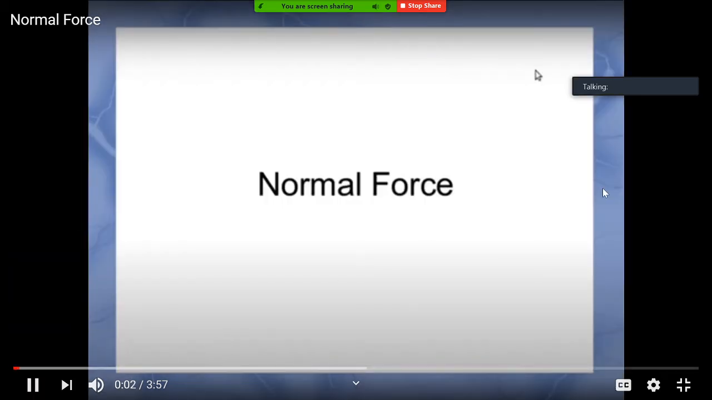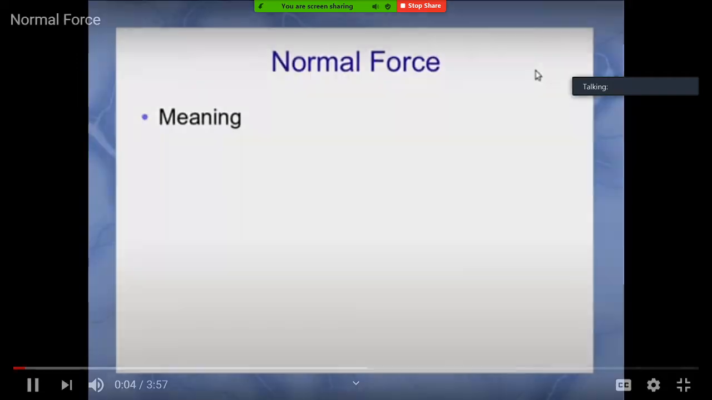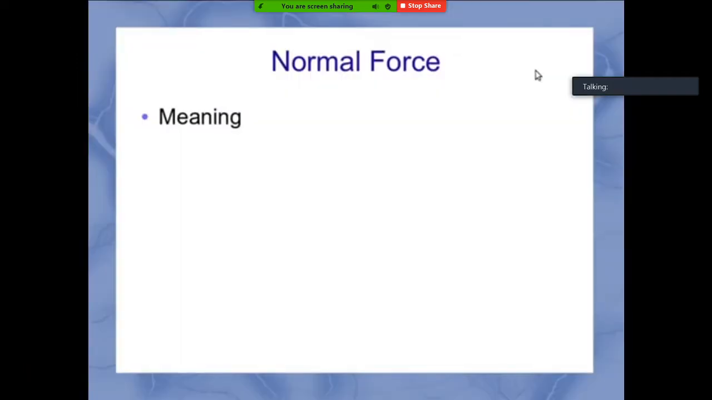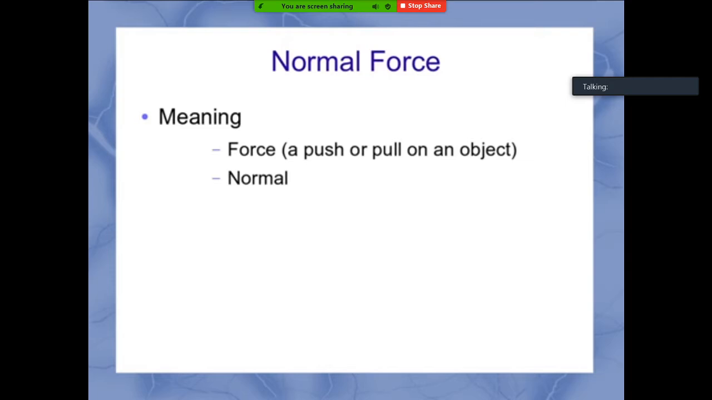Now we can consider the normal force. So our first question is, what do we mean by normal force? Let's start with one word at a time. Force, we've already talked about, is a push or pull on an object. So then we get to normal. Now what we don't mean by this is it's not an ordinary force. While they happen all the time, that's not the usage of the word normal we mean.